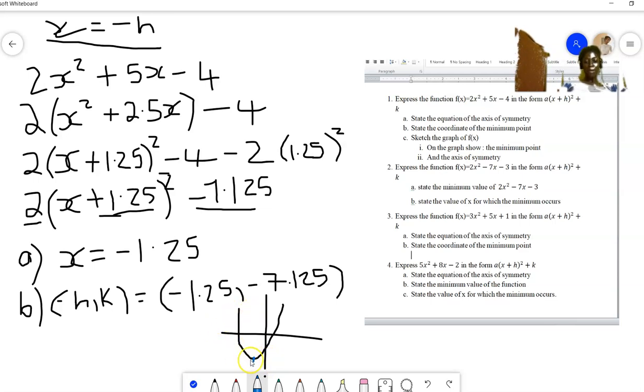remember that this represents x, the first value, the h represents x, and the k is actually y. So all you need to do after you sketch it is to write in the numbers. It's a sketch, so you don't need to be accurate. So negative 1.25 would go right there, and right here would be negative 7.125.